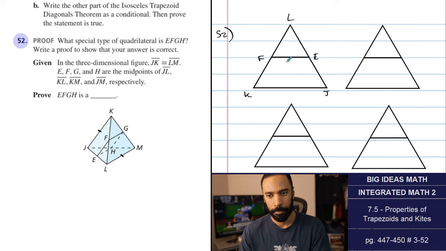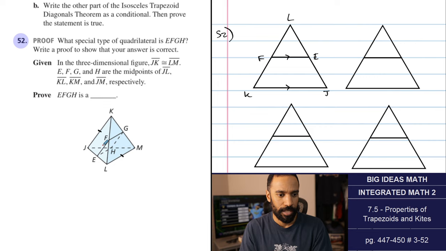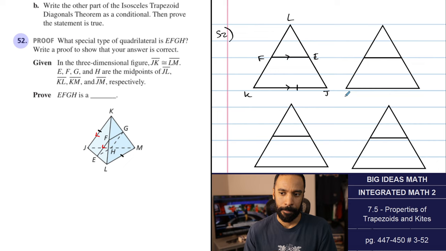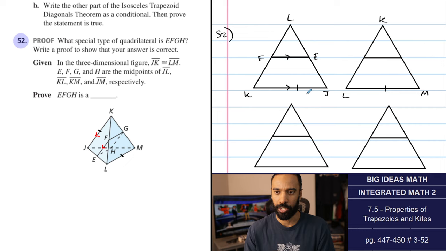Means these two would be parallel here. So what I'm marking are these two parallel there. And this KJ is also congruent to another one, which we'll get here on the right-facing one. L and M with K on top here, and these two are congruent. Obviously, these two are parallel. But that is F and G.